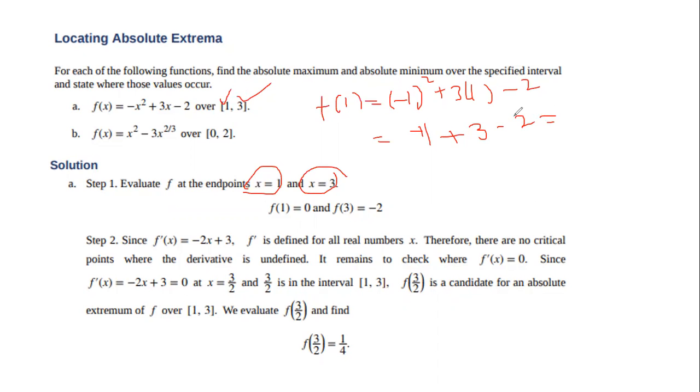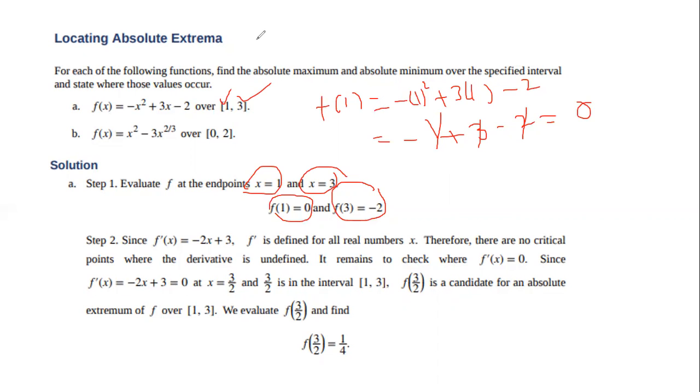This is basically negative of x squared, that is negative 1 squared, plus 3 times 1. So negative 1 plus positive 3 equals 2. At x equals 1, my function value is 2. And at 3, I have to find the value by putting x equals 3 in my f of x.